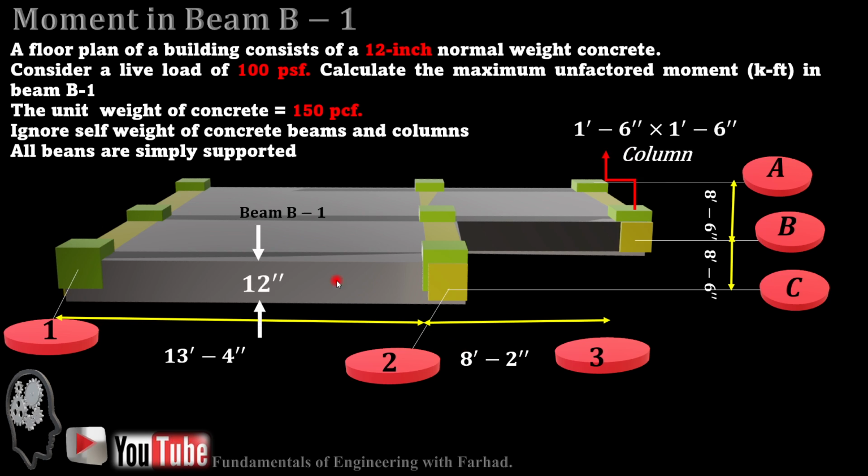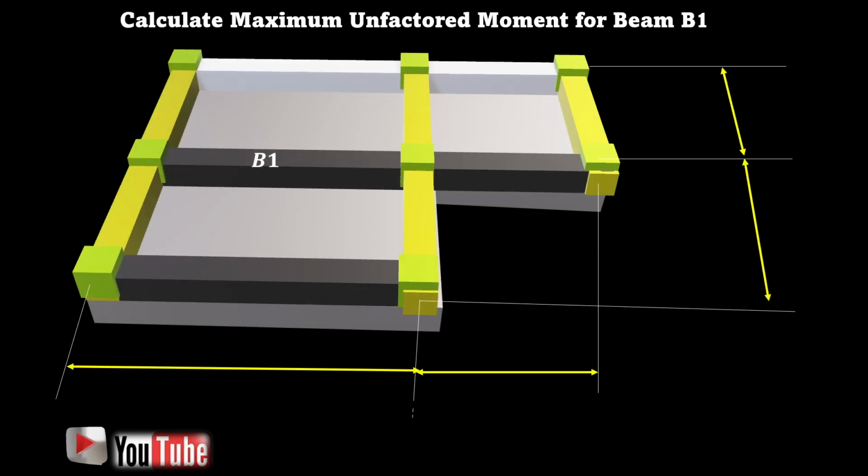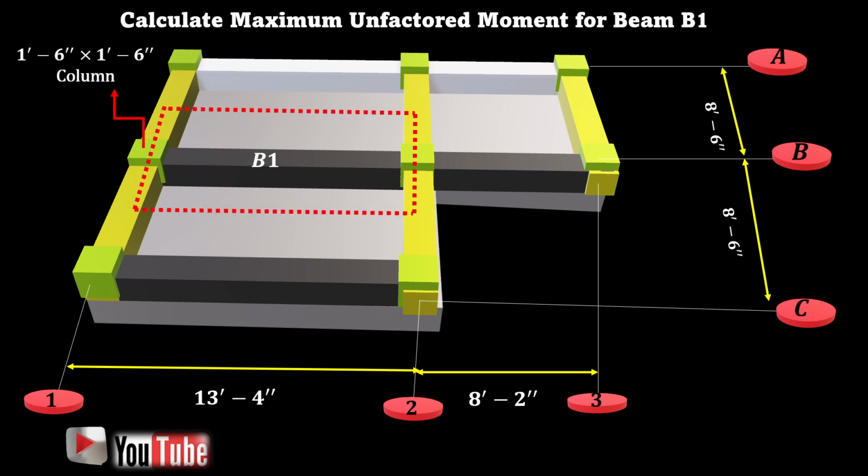The slab's thickness is 12 inches or 1 foot. We want to calculate the maximum unfactored moment in beam B1. In order to do so, we need to consider our system with the dimensions on it, and first of all, we need to find the contributed area to beam B1.